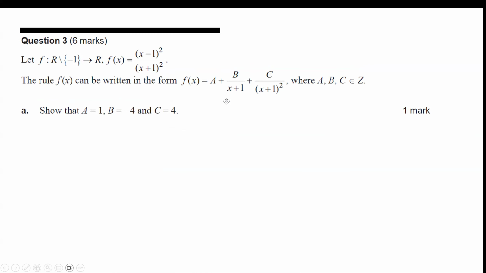Question 3. Question 3 has 3 parts. Starting from a function in perfect square form, a rational function, (x minus 1) squared divided by (x plus 1) squared. And the question nicely gives us a hint in a fully decomposed partial fraction form. f(x) is a plus b over (x plus 1) plus c over (x plus 1) squared, and a, b, c are integers. So we want to show that a equals 1, b equals minus 4, and c equals 4.